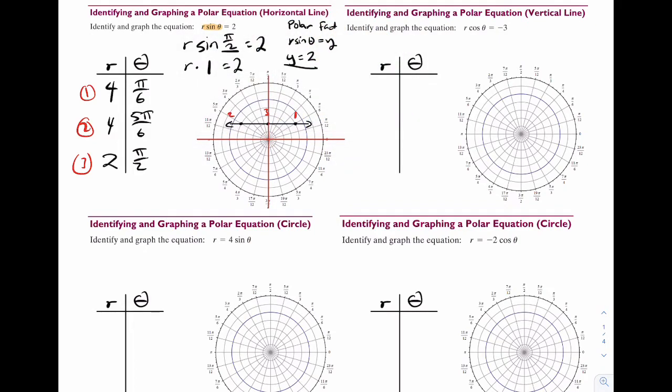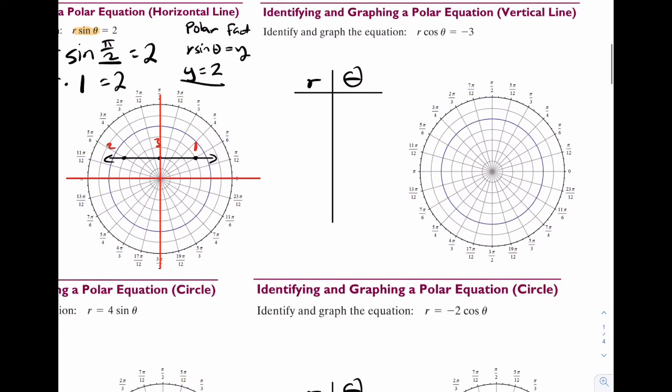Next example, you can probably guess what's going to happen here. r cosine theta equals -3. So of course you could just draw the vertical line because you can probably already see that this is x equals -3 since the polar fact is r cosine theta equals x. But we want to practice our polar graphing. So let's not do that. We just know that's what's going to happen.